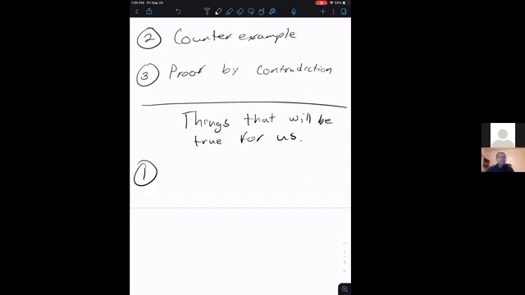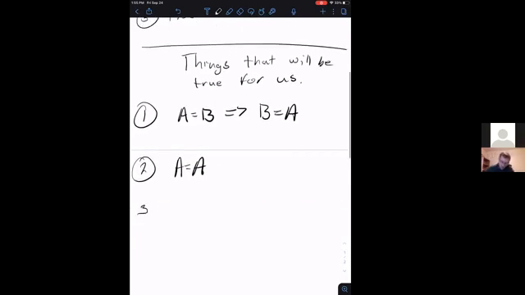A couple of things that we know to be true: if A equals B, that means that B is equal to A. Totally cool, right? Another one seems kind of obvious, but A equals A, like 0 = 0. And then the third one is transitivity. A equals B and B equals C, well, that means that A equals C. This is called transitivity, in case you're wondering.